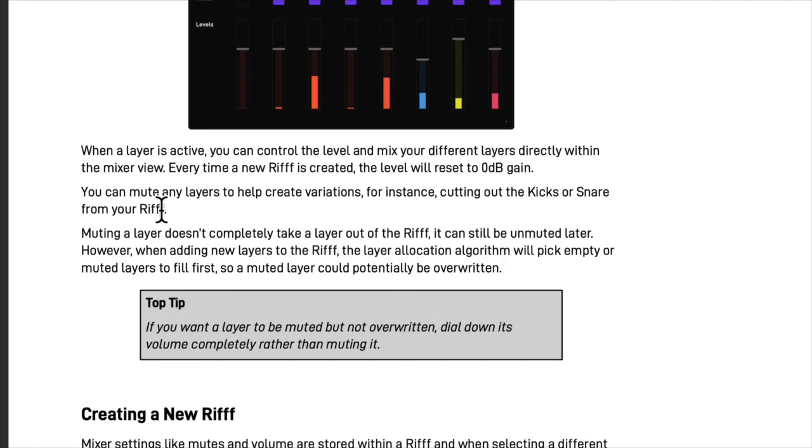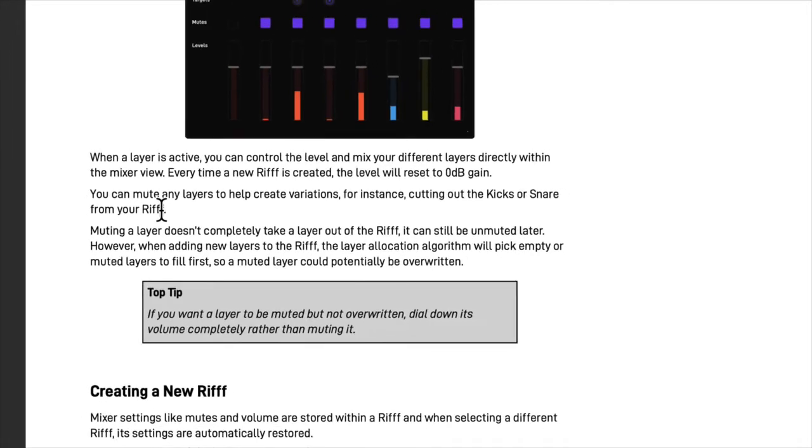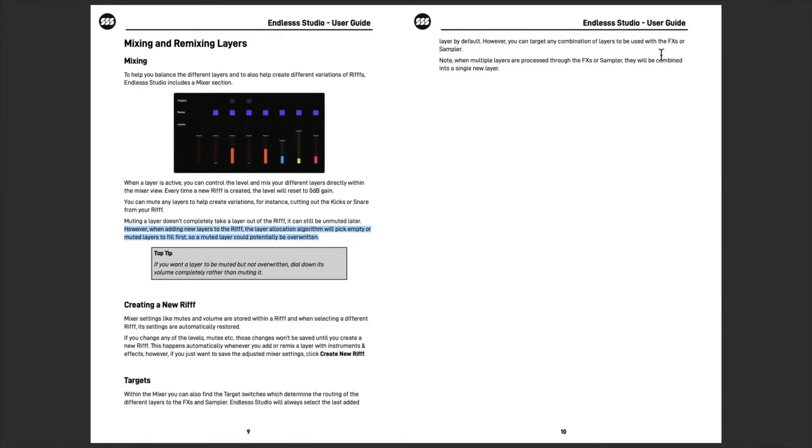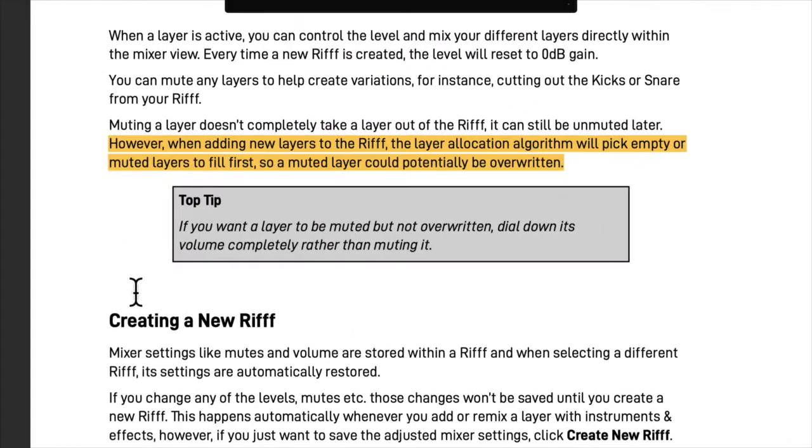You can mute any layers to help create variations, for instance, cutting out the snares. Muting a layer doesn't necessarily take it out of the riff. It can still be unmuted later. Again, incredible. However, when adding new layers to the riff, the layer allocation algorithm will pick empty or muted layers to fill first, so a muted layer could potentially be overwritten. This is good news, right? There is a layer allocation algorithm, so something is making some decisions for you. If you want a layer to be muted but not overwritten, dial down its volume completely rather than muting it.